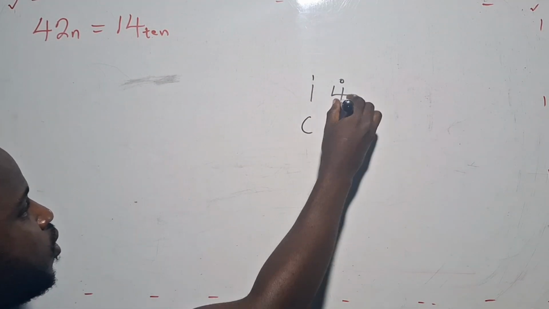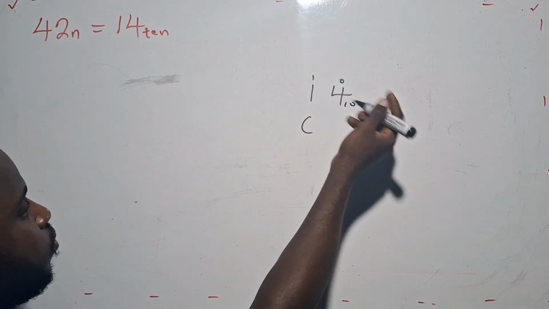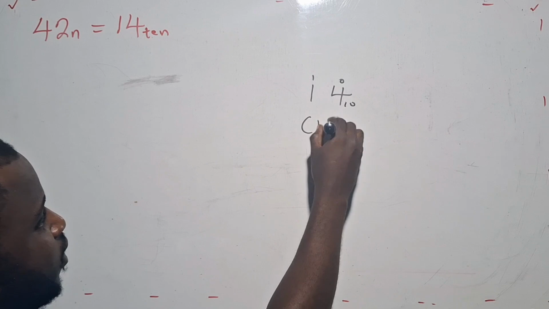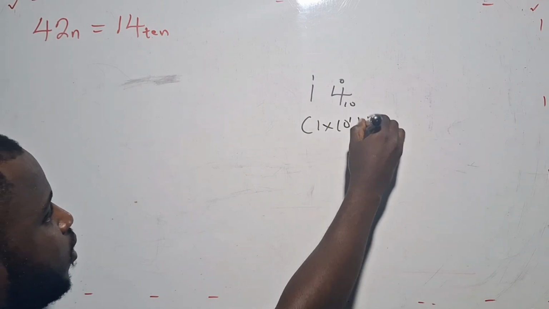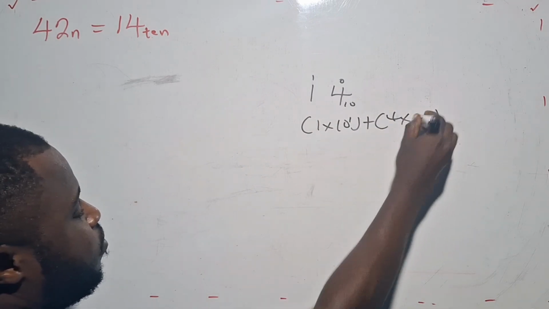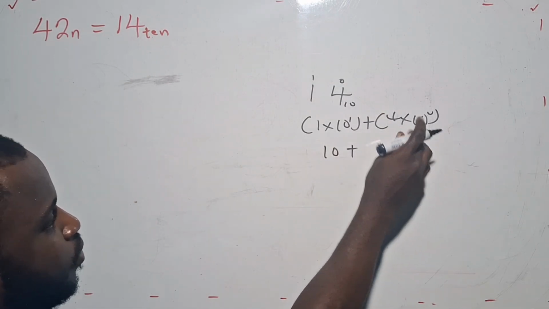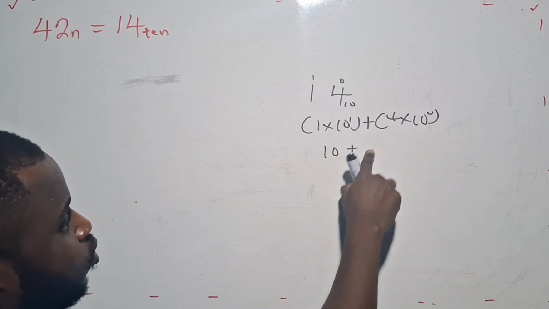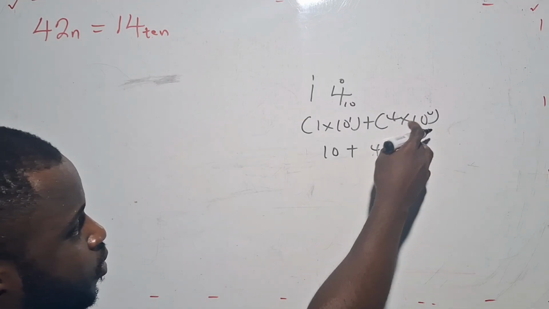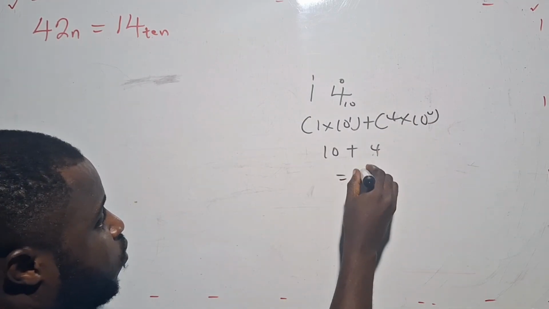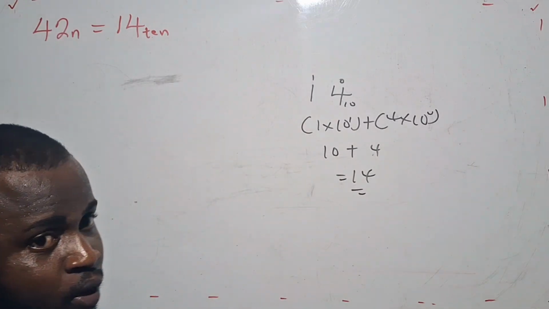So if I'm to solve it, this is base 10. So we don't even write the number in base 10, but let's say you are solving it. So 1 times 10 raised to the power 1 plus 4 times 10 raised to the power 0. So 1 times 10 will give you 10. Sorry, 4 times 10 raised to the power 0 will give you 4. So this is 10, so this one will give you what? 14. So it's the same thing.